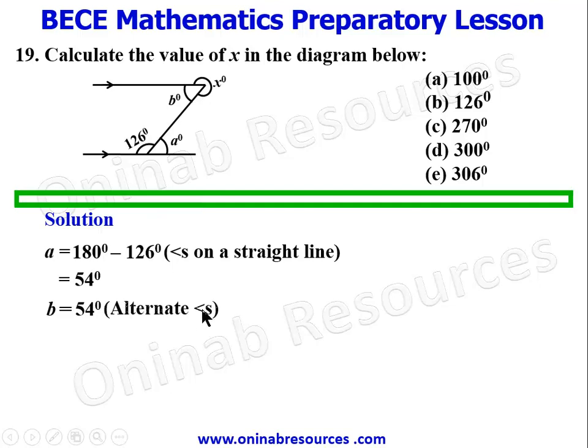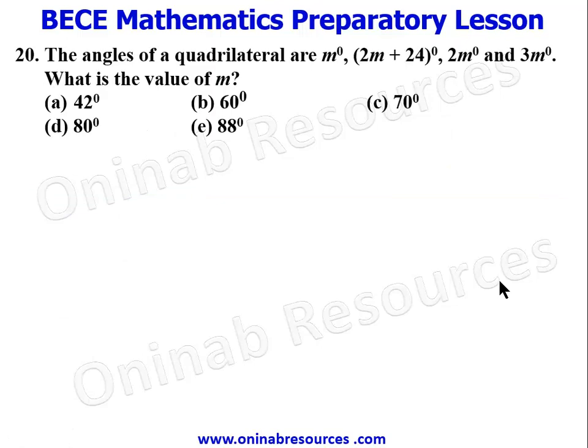So we say they are alternate angles. A and B are alternate angles. So to get the value of x now, B plus x is 360 degrees. We can then say x is equal to 360 degrees minus 54 degrees. Our reason being angles at a point, and that gives 306 degrees, which gives option E. And that's the end of the solution to problem 19. We go to problem 20.